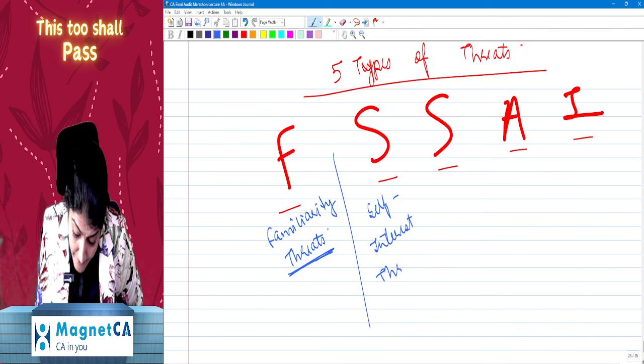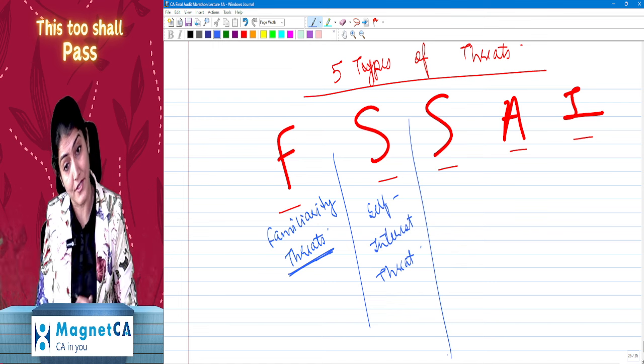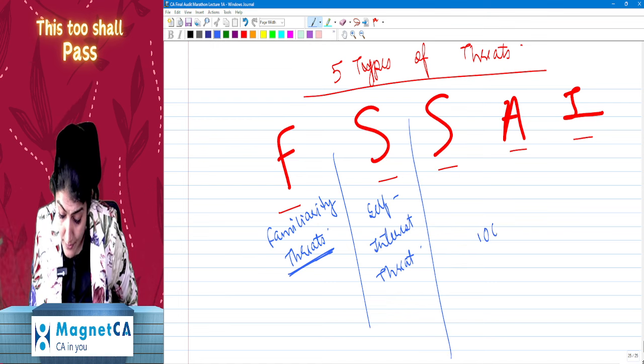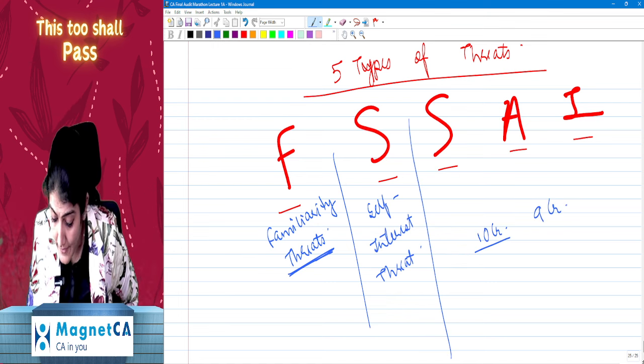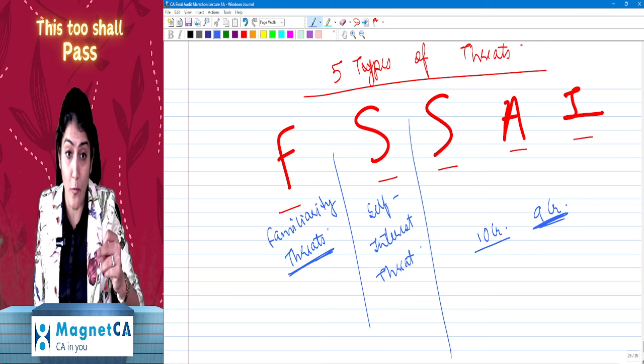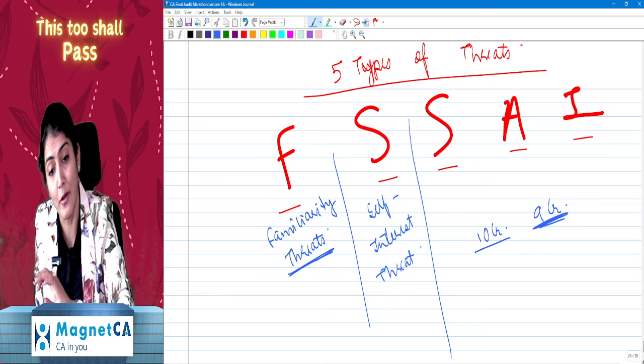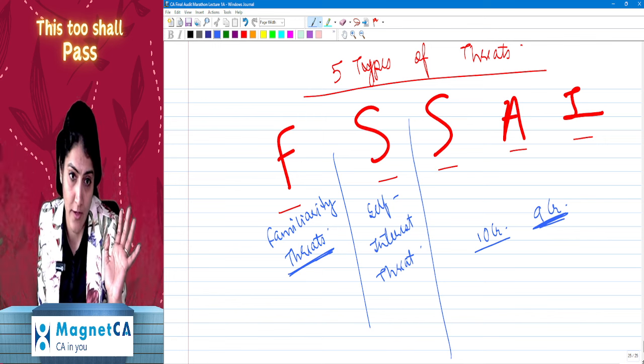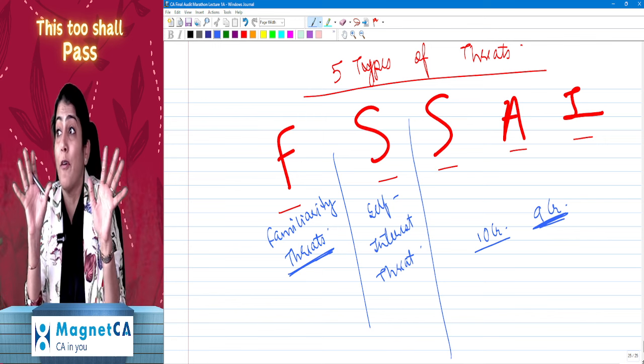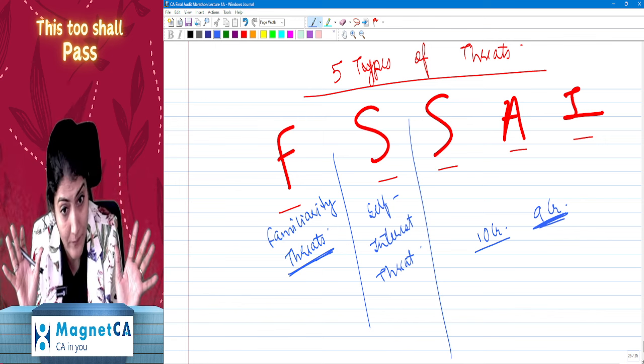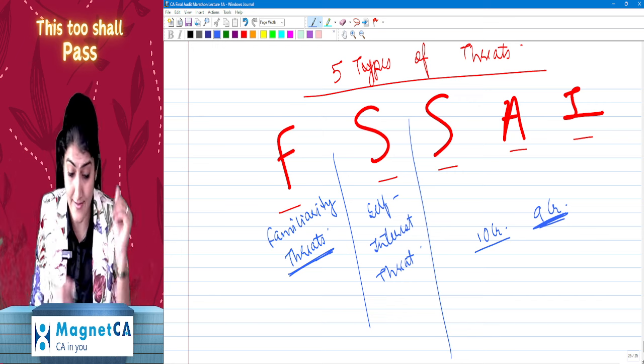Self-interest threat: I am having a business relationship with the client. If total receipts of my firm is 10 crore, out of that 9 crore I get from this one client. If I lose this one client, my firm's revenue comes down to 1 crore. So it's in my own interest that I never want to annoy this client. That's the self-interest threat.